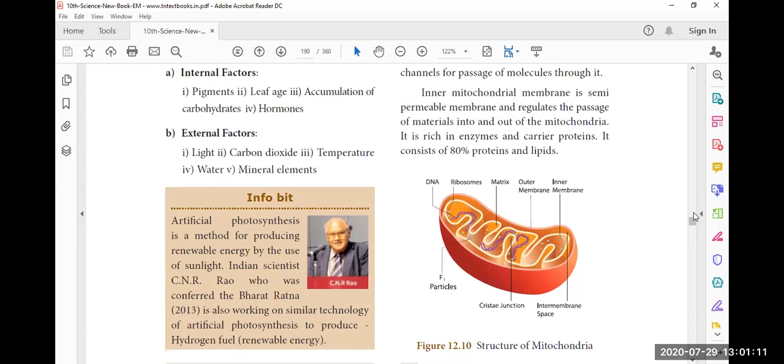Next, do you know, artificial photosynthesis is a method of producing renewable energy by use of sunlight. Indian scientist CNR Rao, who was conferred the Bharat Ratna in 2013, is also working on similar technology of artificial photosynthesis to produce hydrogen fuel. Hydrogen fuel is a renewable energy.